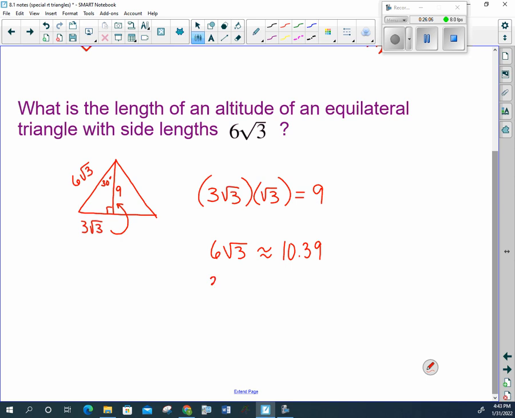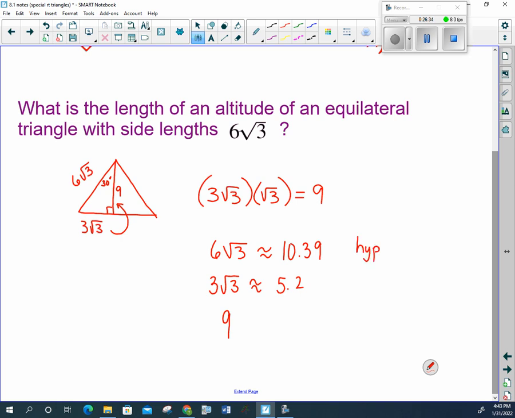Okay, and then same thing with 3 square root of 3. If you wanted to figure out what that is as a decimal, that's going to be about 5.2. We'll say about 5.2. And then the third side is 9. So it should match, guys. The longest side should be the hypotenuse. The side across, so that is our hypotenuse, that matches.